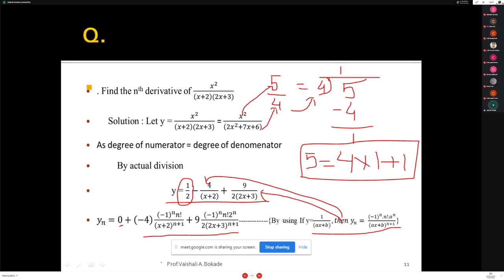So this thing I want to share with you. By actual division we are getting this yn here. I hope those who are not getting this will take a screenshot of this. Take a screenshot of this, take a photo of it.